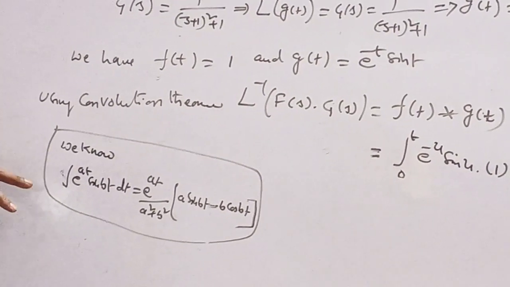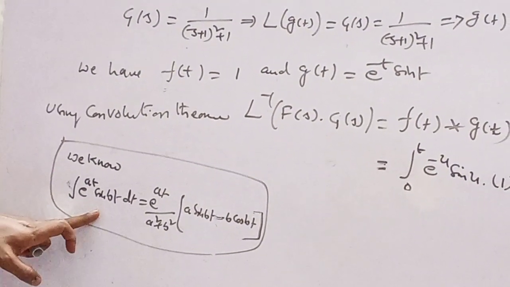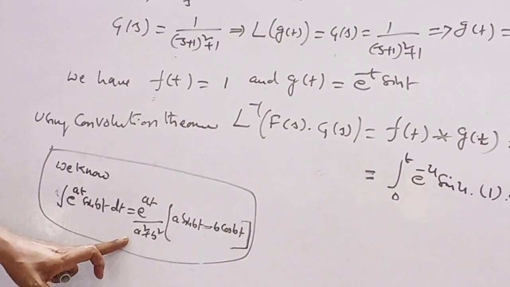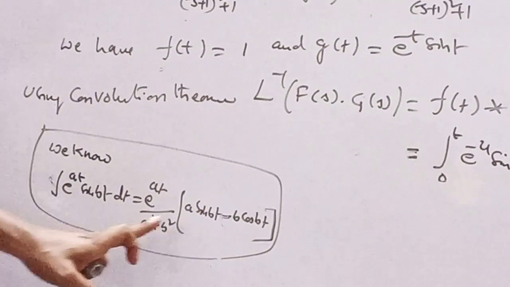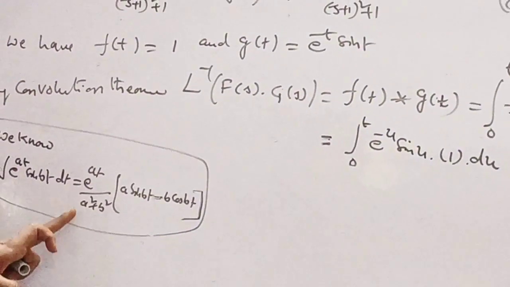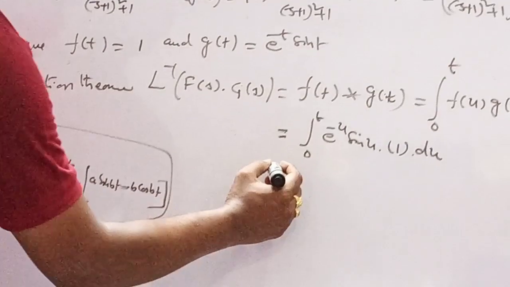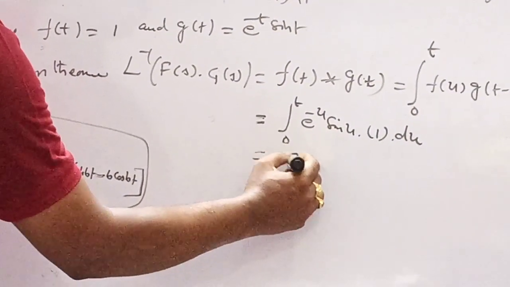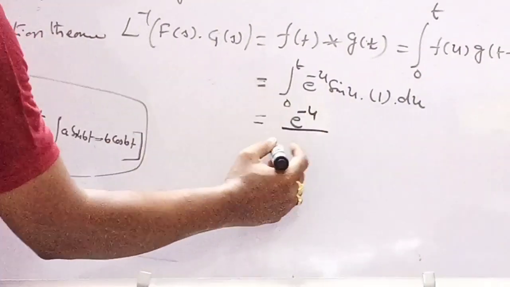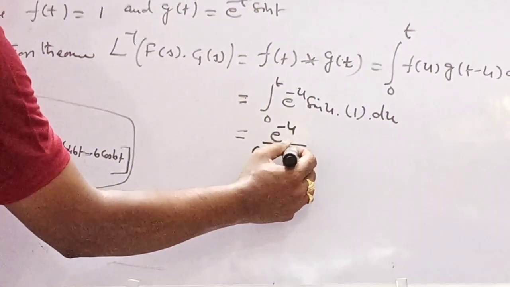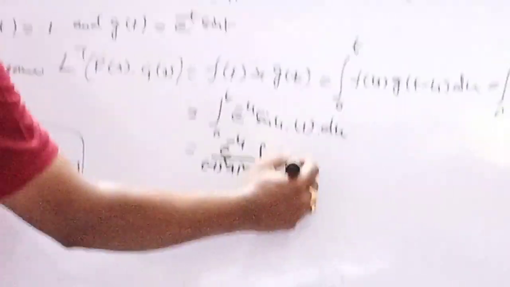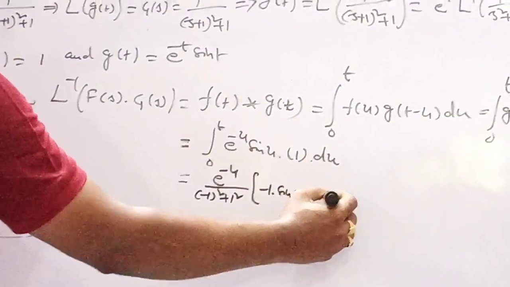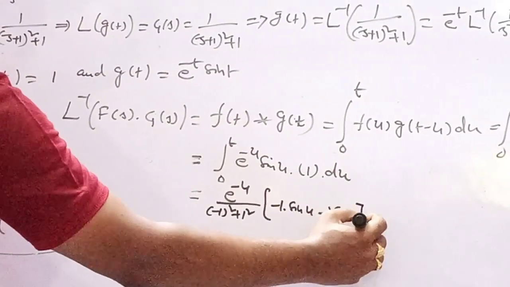We know the integral of e power at sin bt equals e power at by a square plus b square of a sin bt minus b cos bt. Use the formula here, with a equal to minus 1 and b equal to plus 1. So it is e to the power of minus u by a square plus b square, that is minus 1 square plus 1 square, of a means minus 1 into sin u minus cos u, 1 into cos u, within the boundary 0 to t.